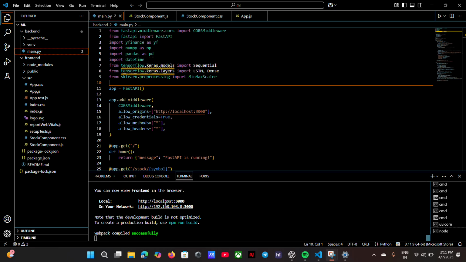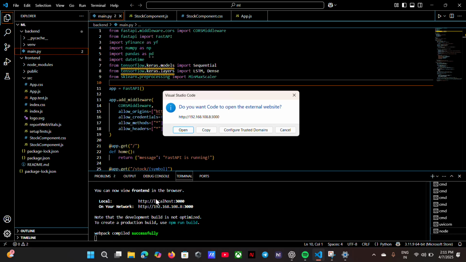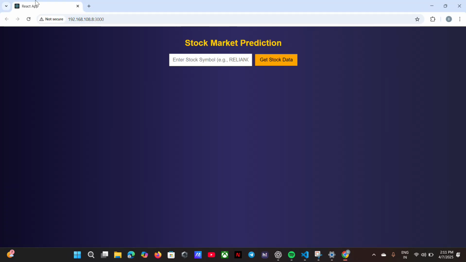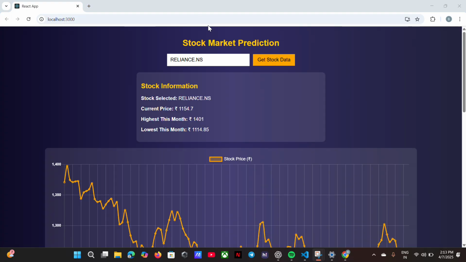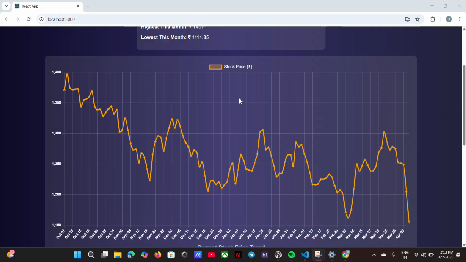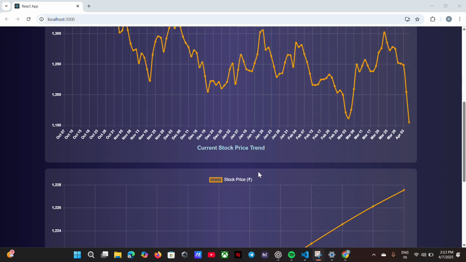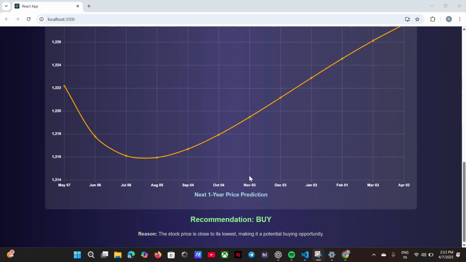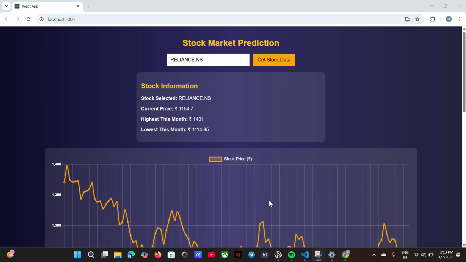As we come to the interface, yes, this is the interface. In this search bar, you have to search the stock name. For example, I am searching Reliance NS and I click on Get Stock Data. Yes, we got the stock information and the current stock price trend graph, and we also got the next 1 year stock price prediction, and the recommendation as well.